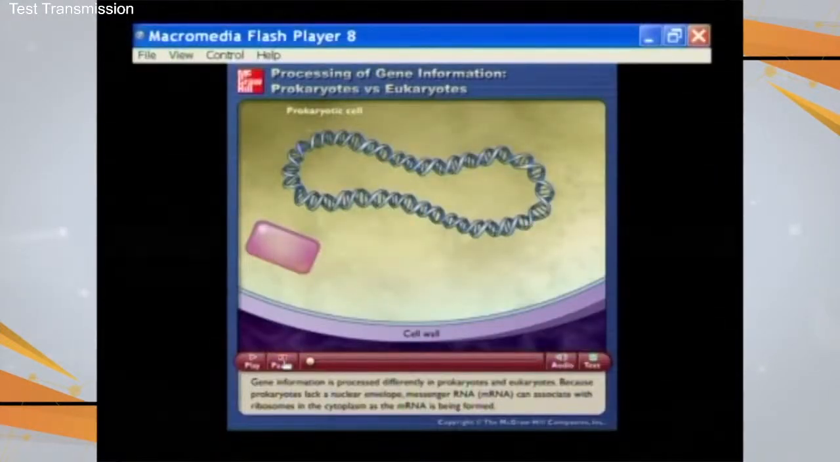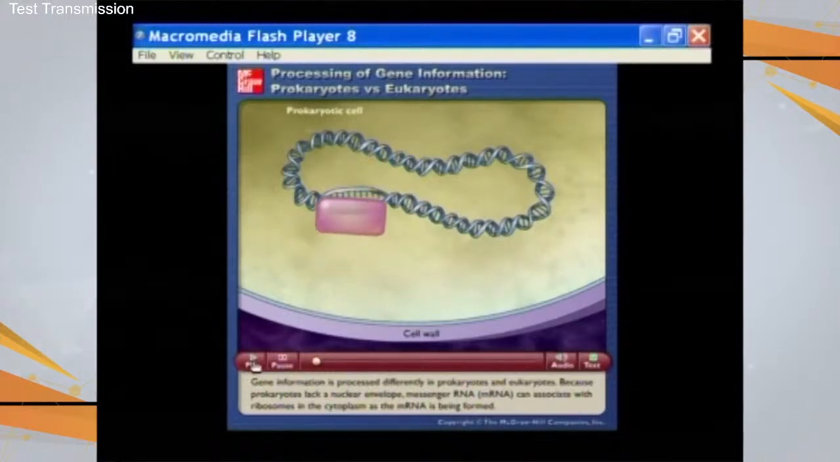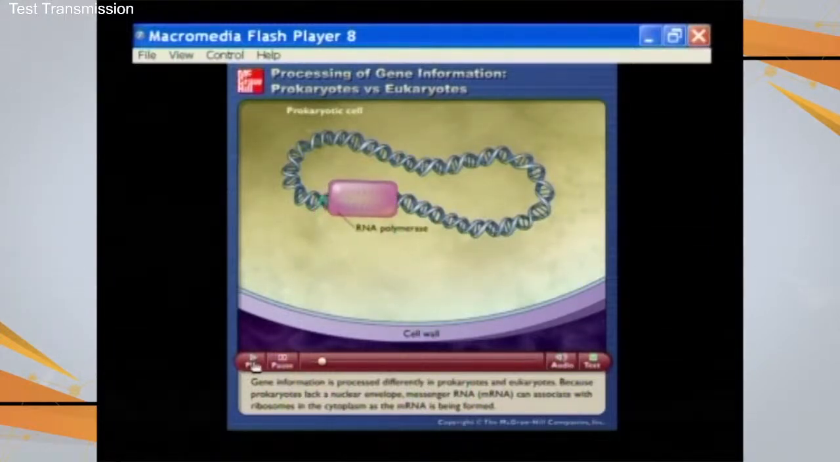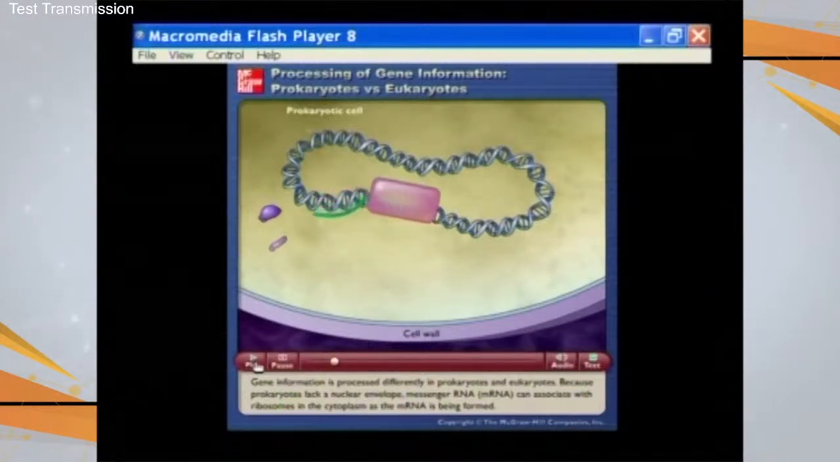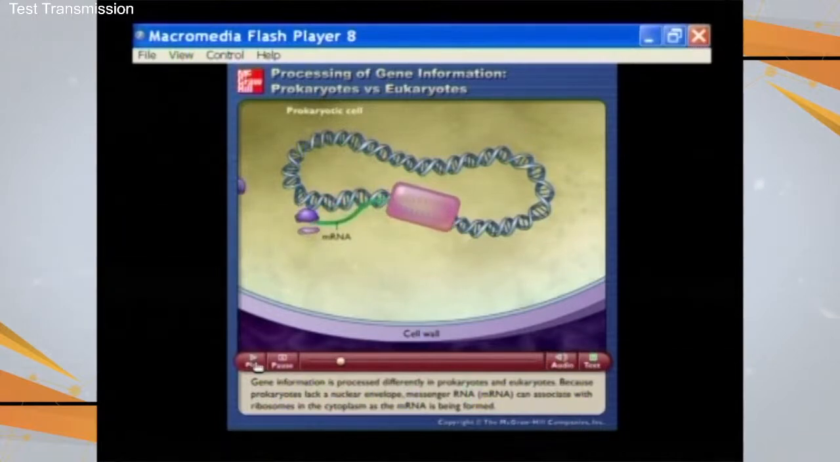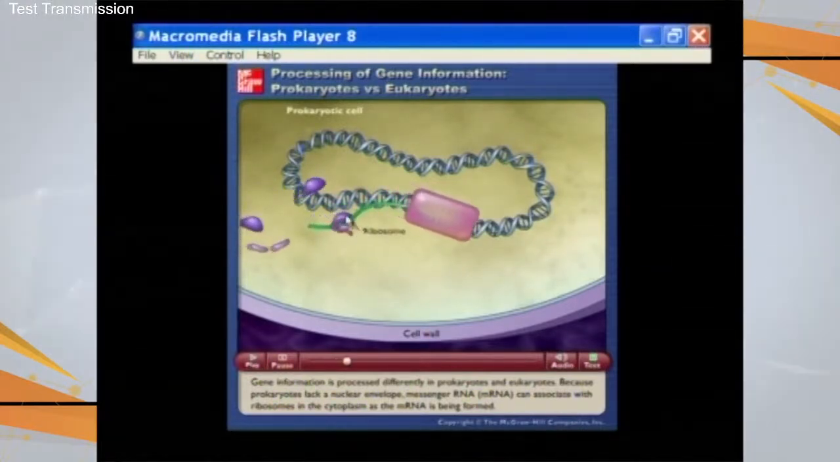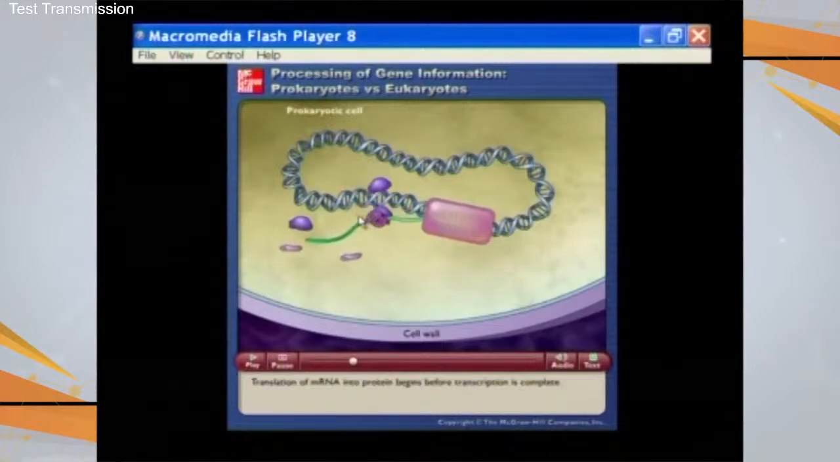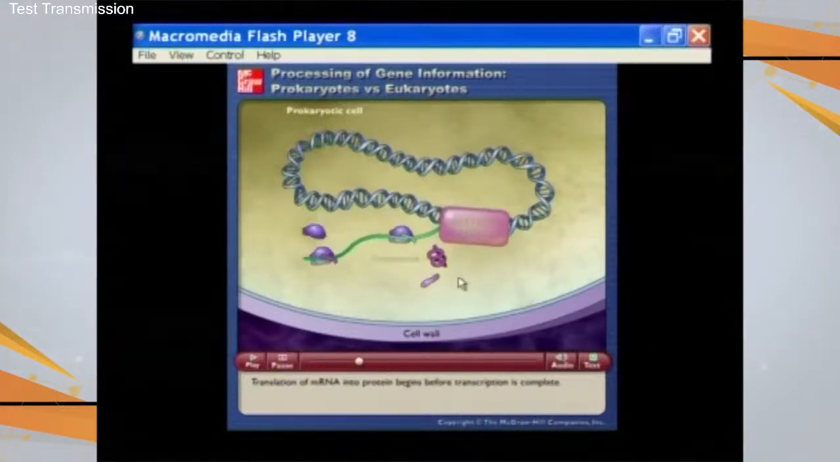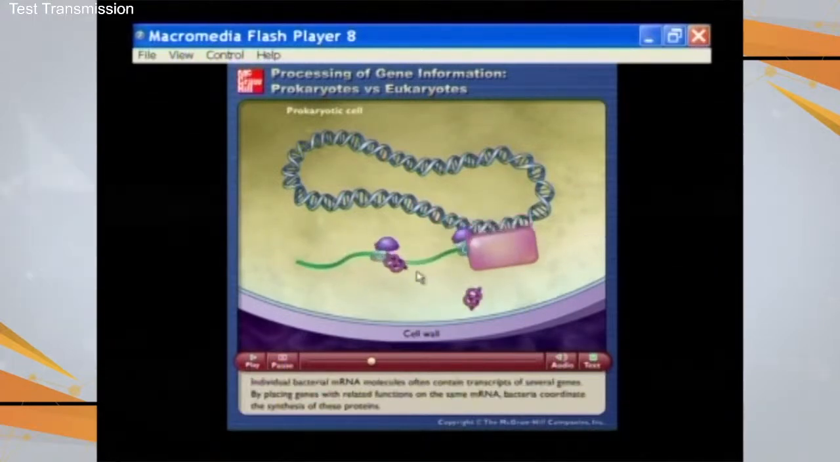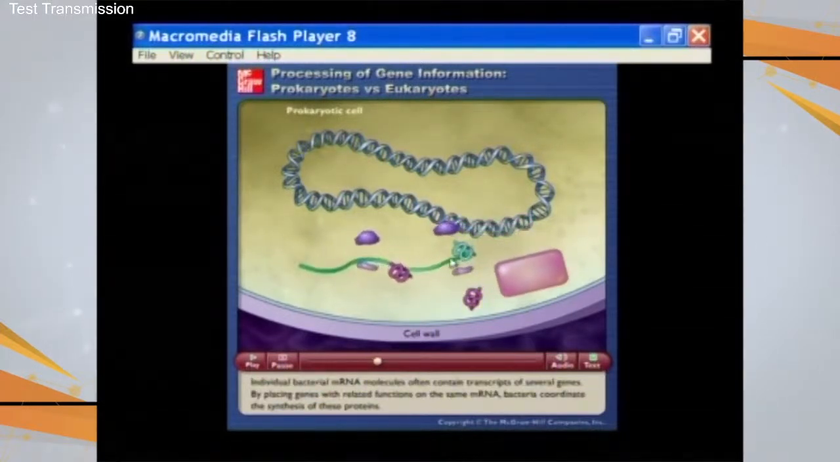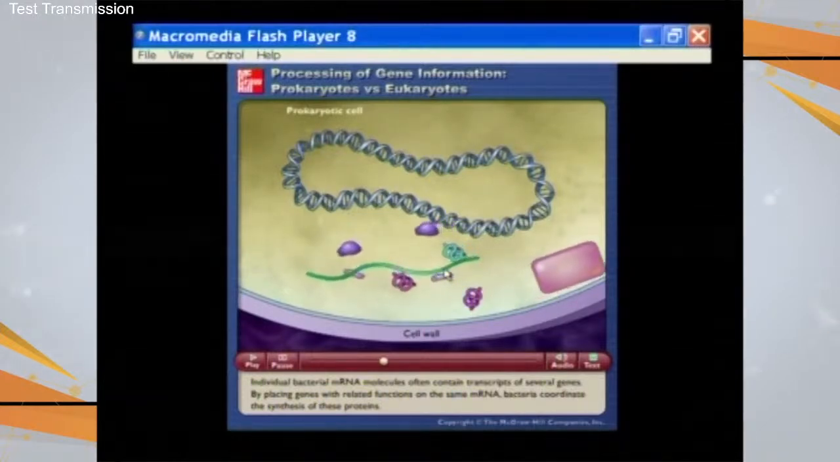Starting with the processing of gene information in prokaryotes versus eukaryotes. Gene information is processed differently in prokaryotes and eukaryotes, because prokaryotes lack a nuclear envelope. Messenger RNA can associate with ribosomes in the cytoplasm as the messenger RNA is being produced. This is the messenger RNA, and at the same time translation is occurring. These are the ribosomes, 70S ribosomes in the case of prokaryotes, and three polypeptide chains, 1, 2 and 3, are being produced by three genes.